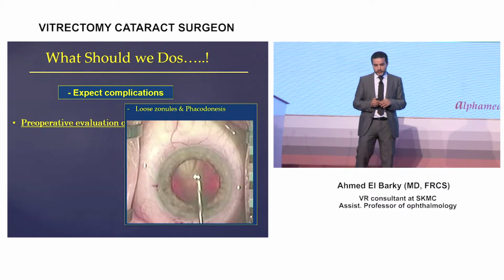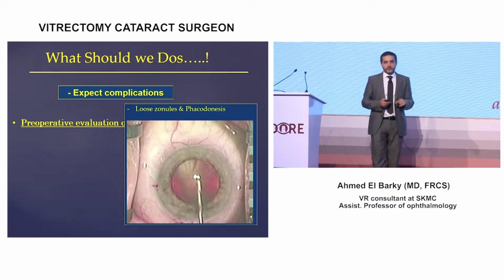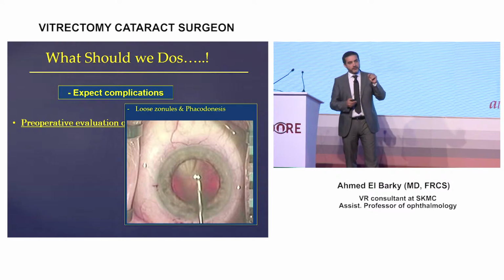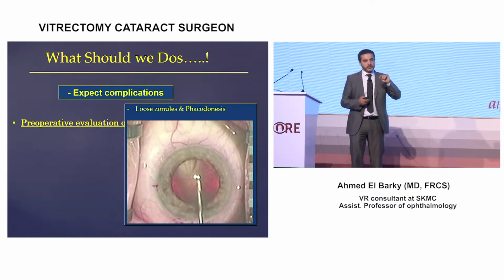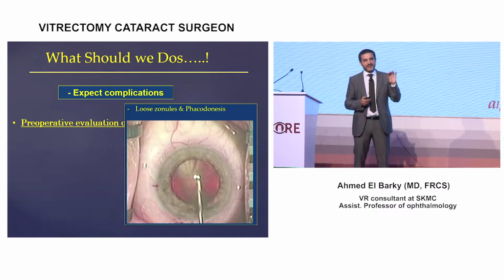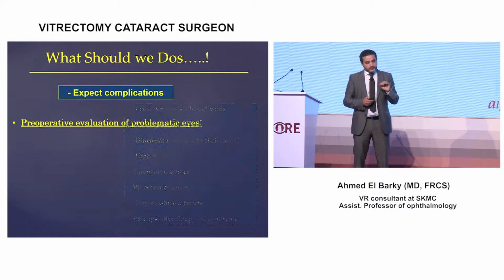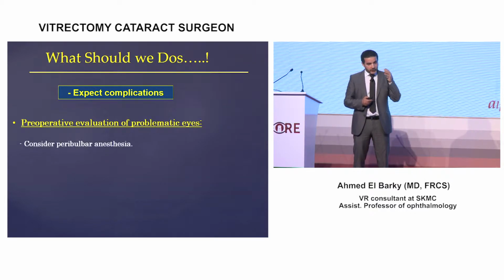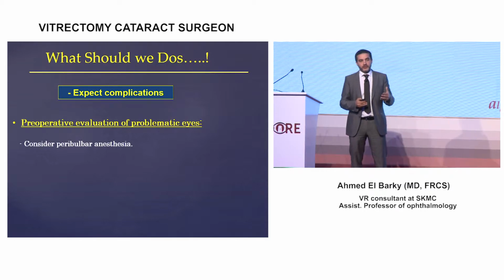So what can we do? This is an example, as Dr. Akahoshi said, of wrinkling of the posterior capsule during cystotome or capsulorhexis. This is an early sign of weak zonules. So in this case, I prefer to consider peribulbar anesthesia.